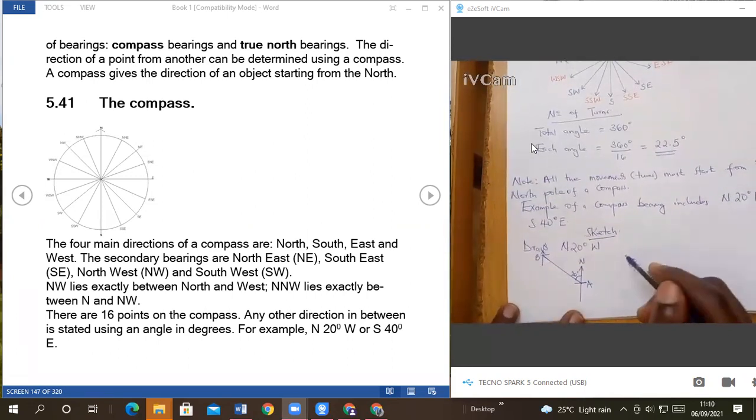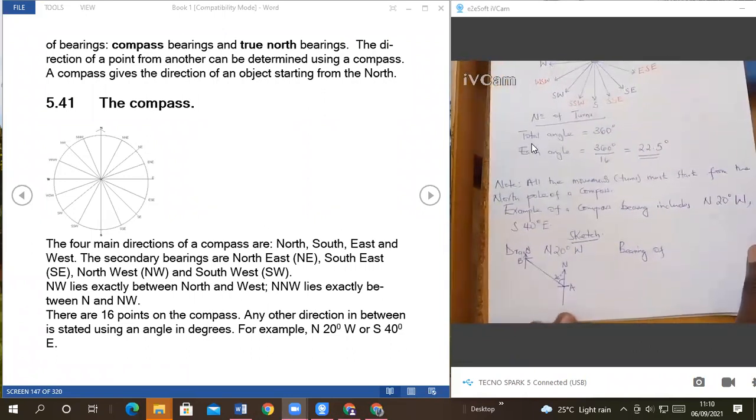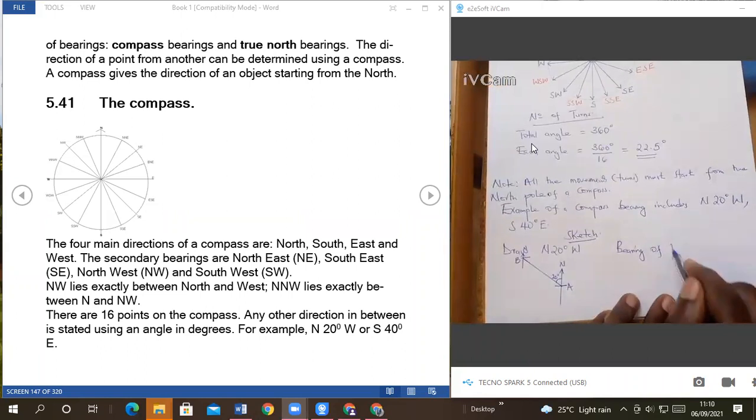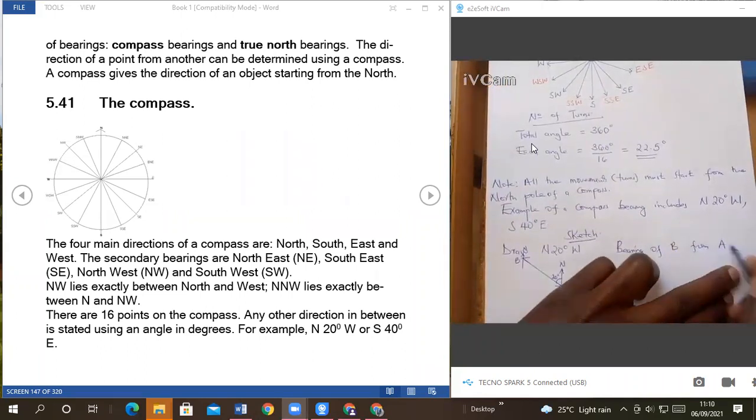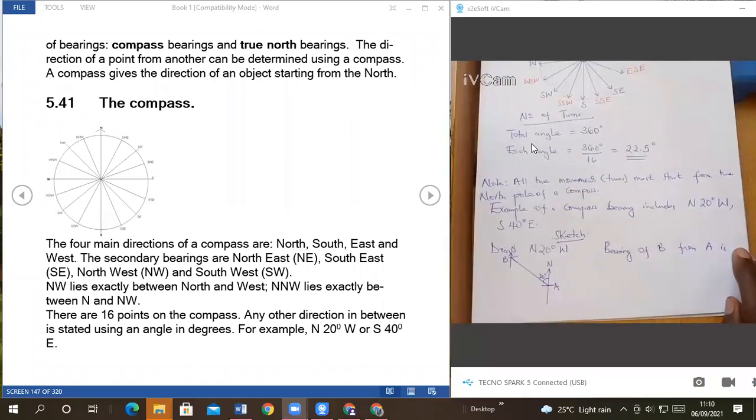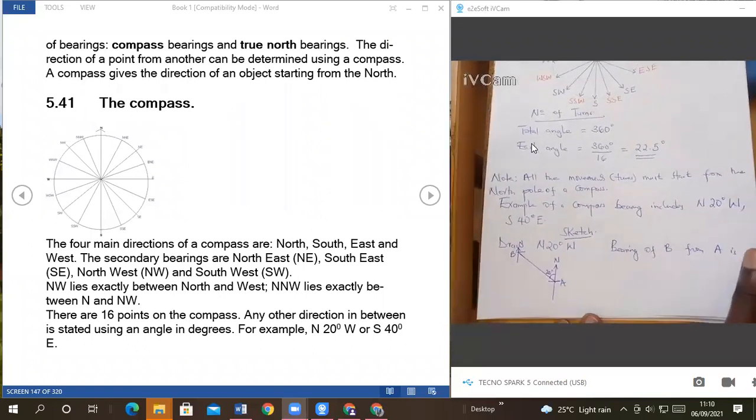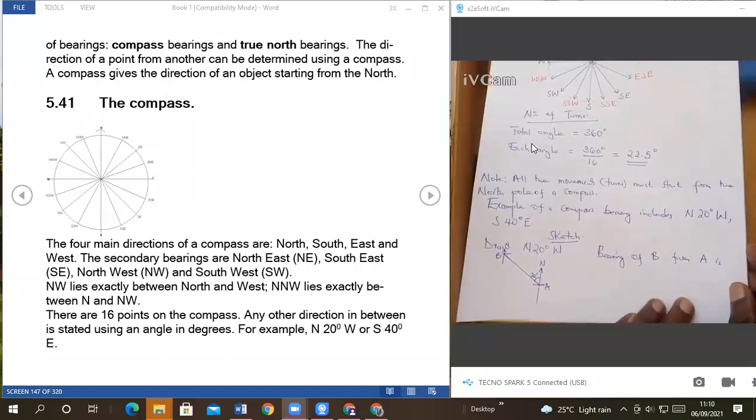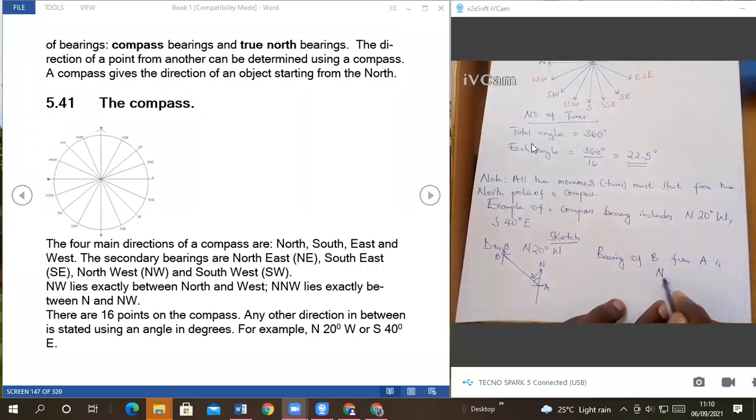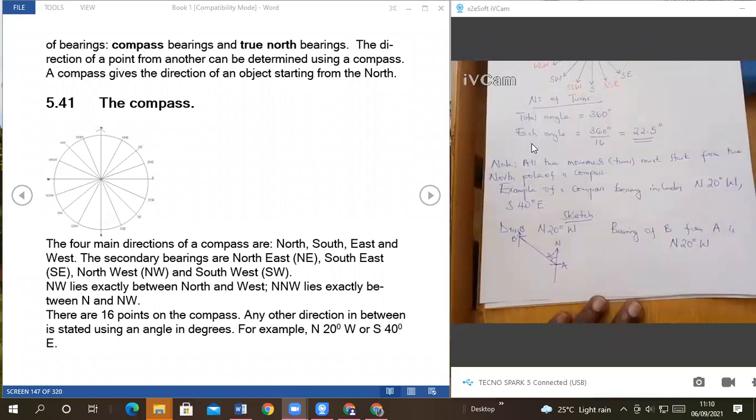Now, members, bearing of B from A. What's the bearing of B from A? Members, if they ask what's the bearing of B from A, here we are just drawing the direction, right? So what's the bearing of B from A? The answer is north 20 degrees west. Are you together?